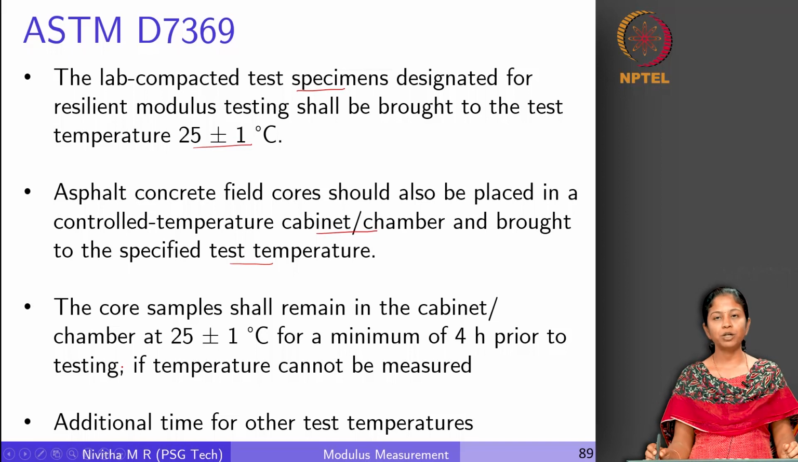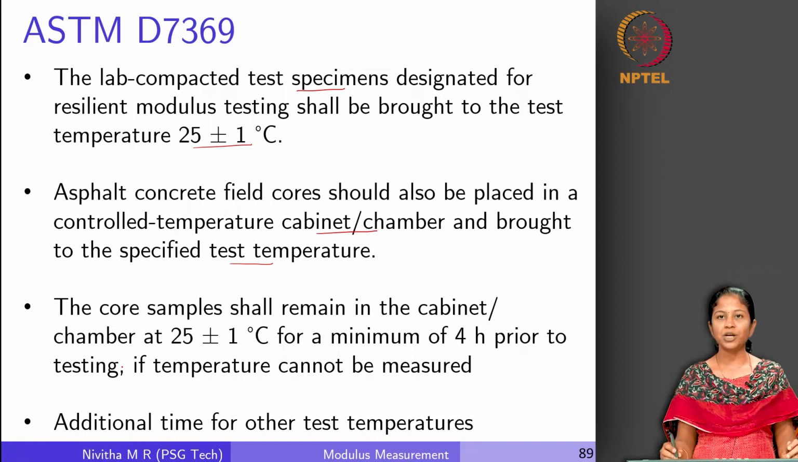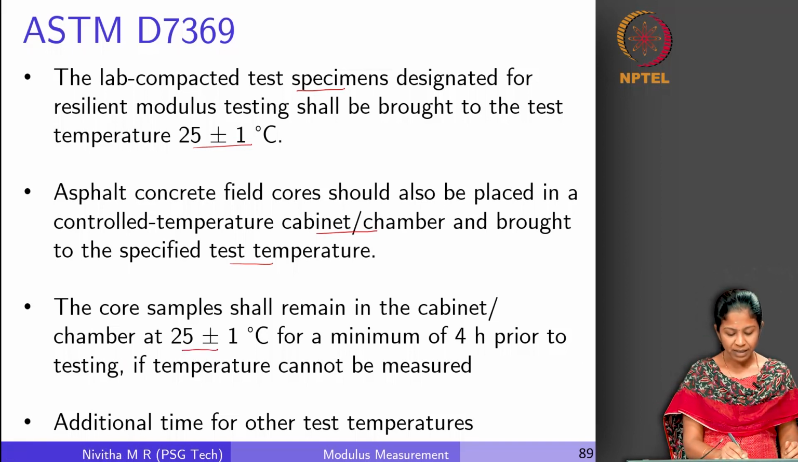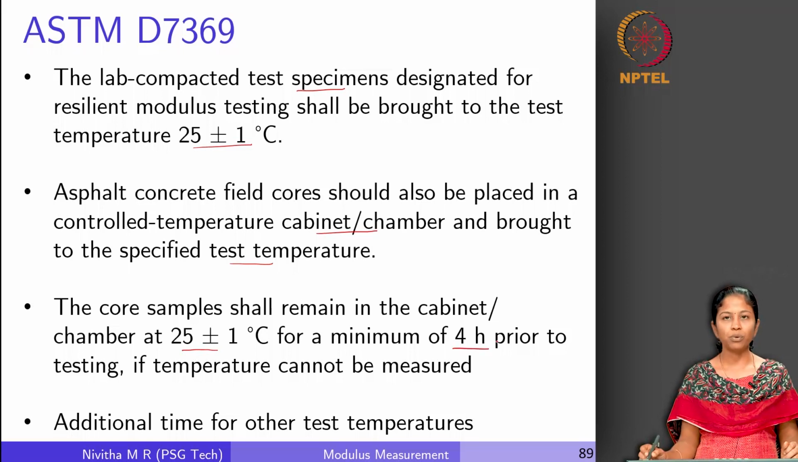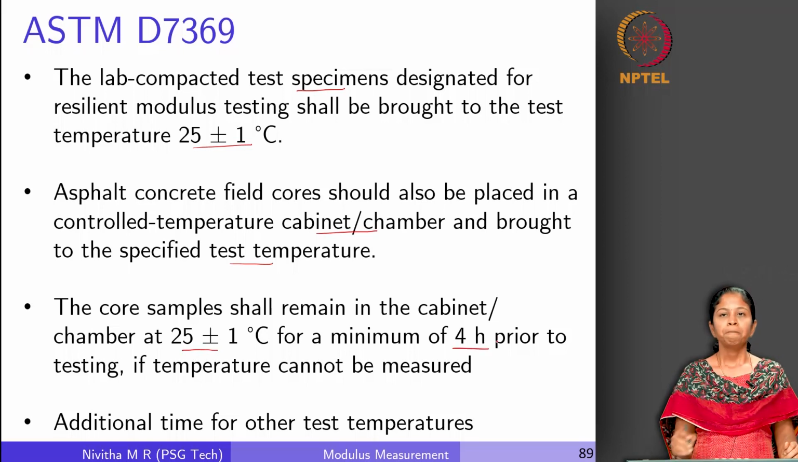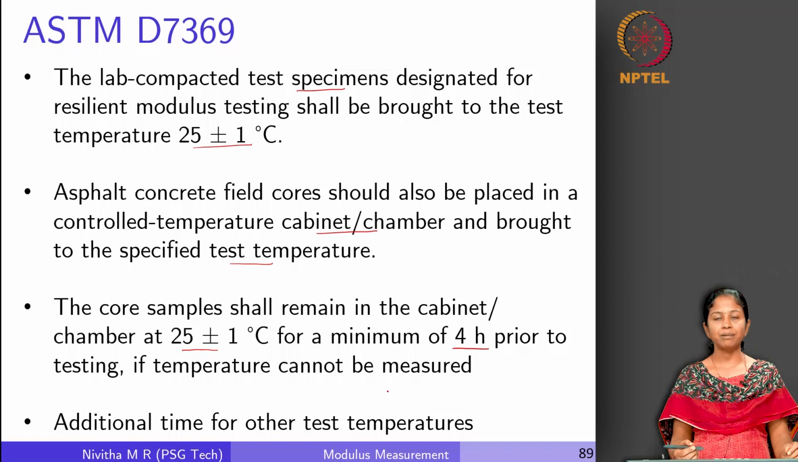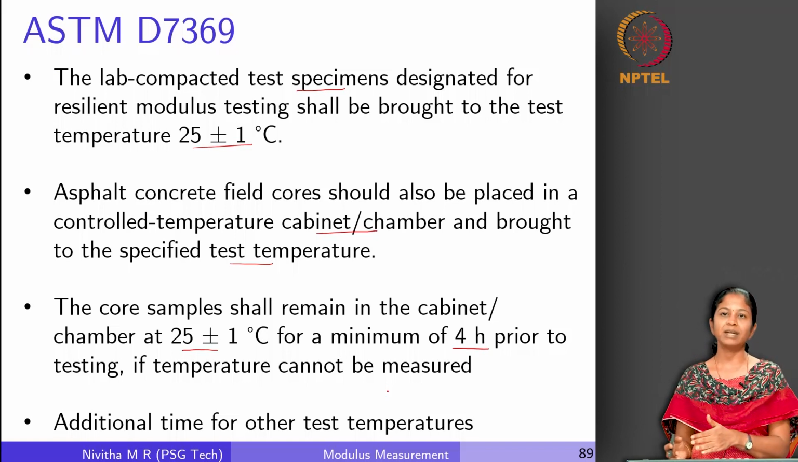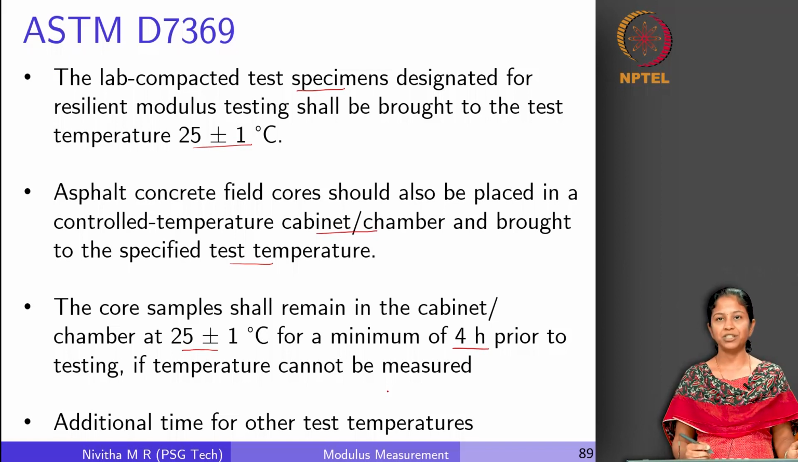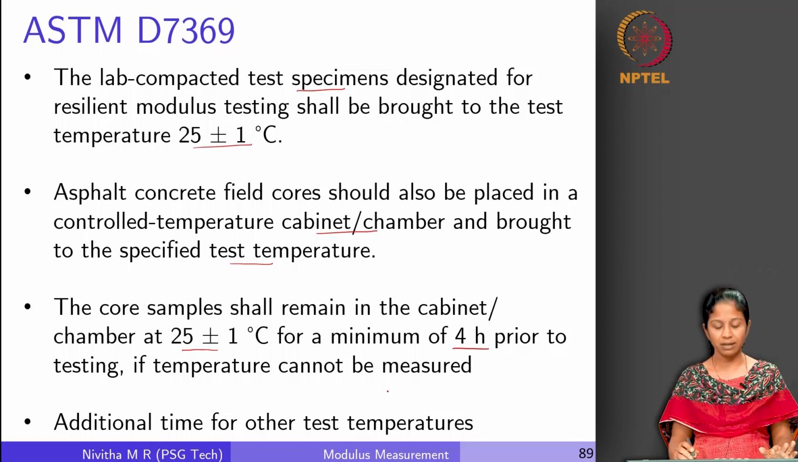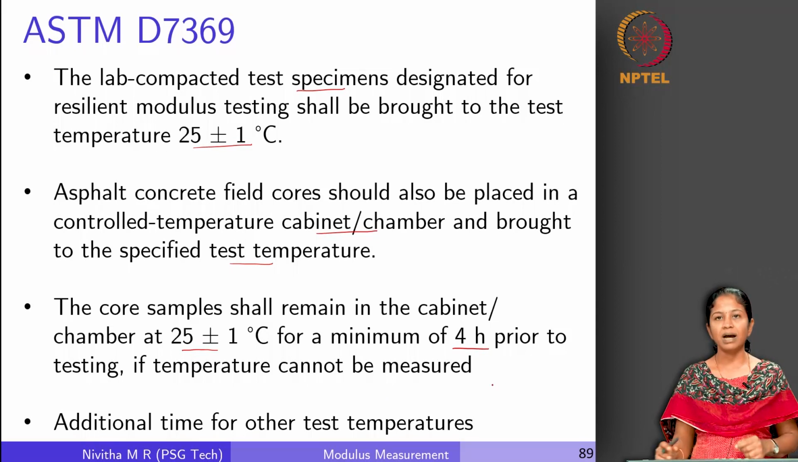If there is no provision to measure the test temperature, it is suggested to keep the sample at 25 degrees Celsius for a minimum period of 4 hours before the testing is carried out. This is for a test temperature of 25 degrees Celsius, which is closer to the ambient conditions. If we have test temperatures which deviate from it, let us say 40 degrees Celsius or 5 degrees Celsius, which are quite different from this temperature, we have to keep it for additional time.